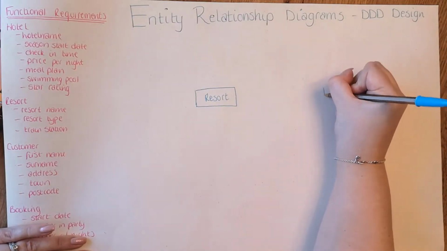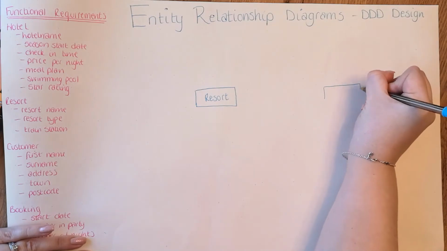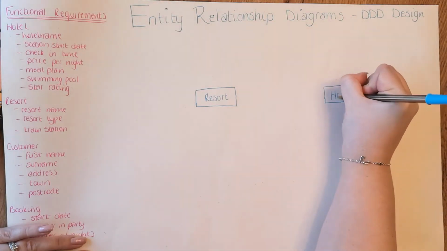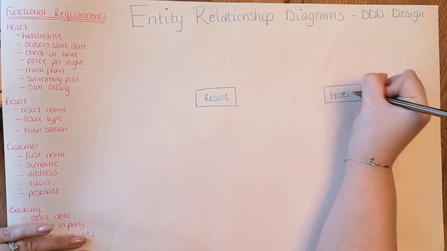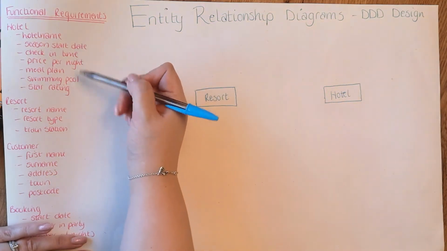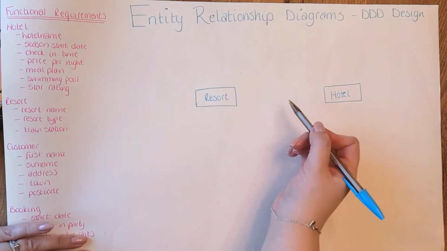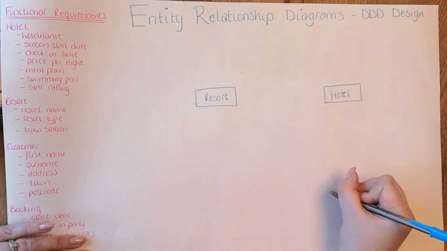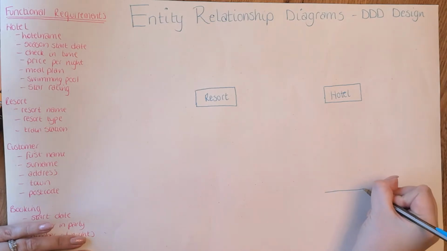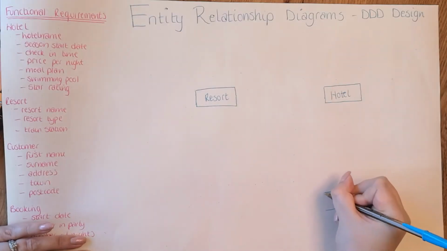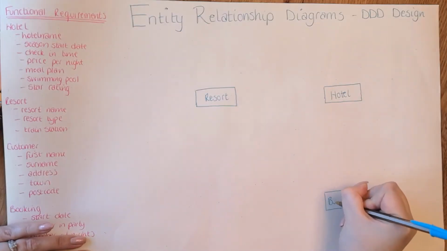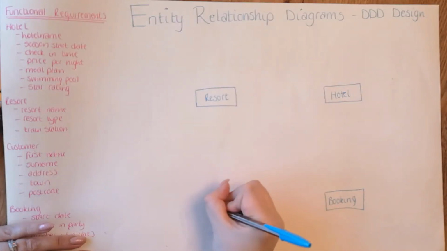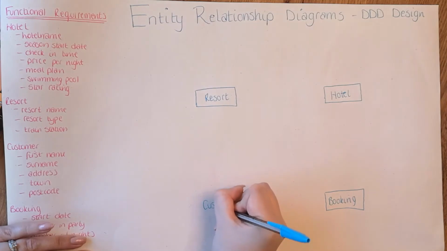On the right hand side, we're going to have hotel. I'm going to make sure there's lots of space around that hotel because there's loads of attributes that need to come around that entity. So we need lots of space. Okay, then each hotel is going to be able to be booked. So we're going to put booking down here. And then lastly, we're going to finish up with customer.